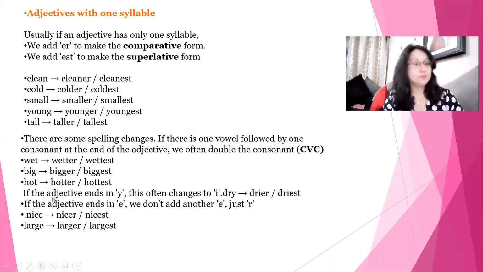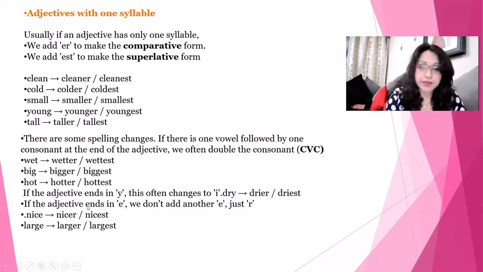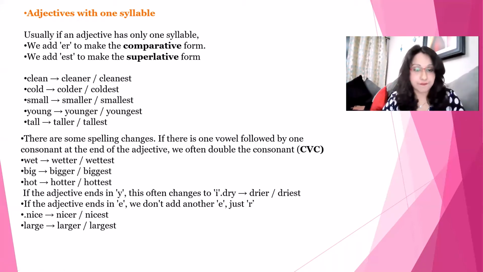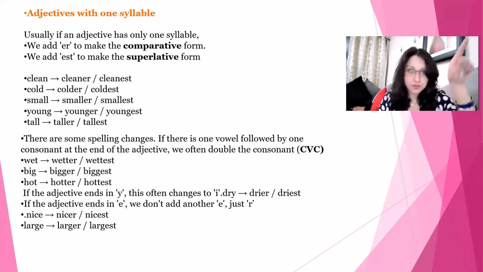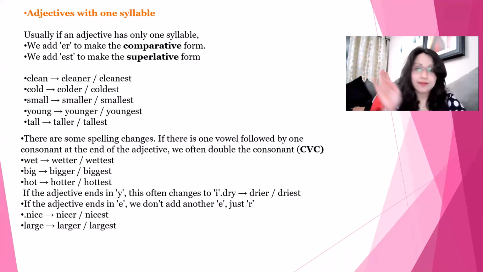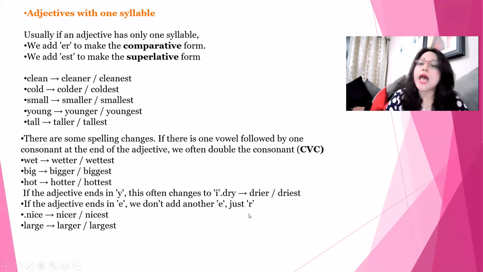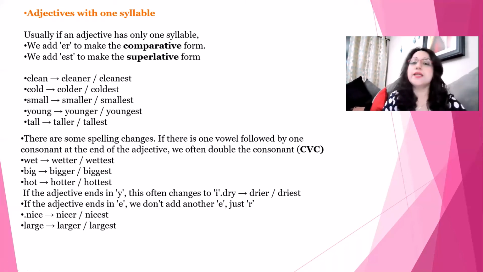Okay, another one. If the adjective ends in Y, this often changes to I. So dry is the adjective. Then you remove your Y and then you add I-E-R. Okay, do not forget, if the adjective ends with a Y, we remove our Y, and what do we do? We add I, and then we add ER, and similarly EST.